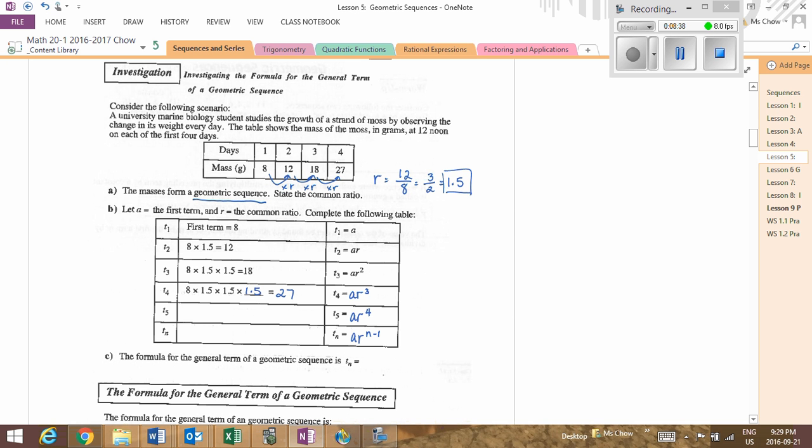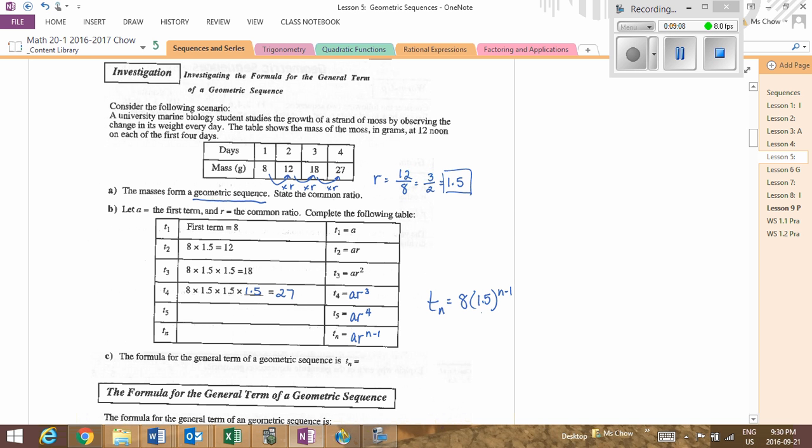So in this particular case, for this specific geometric sequence, so for any geometric sequence, it would be Tn is equal to ar to the n minus 1. For this specific one, though, what would we be looking at? Well, what is our a value? It is 8. What is our r value? It is 1.5, and to the exponent n minus 1.